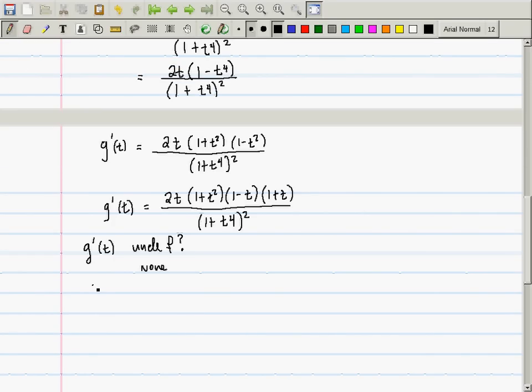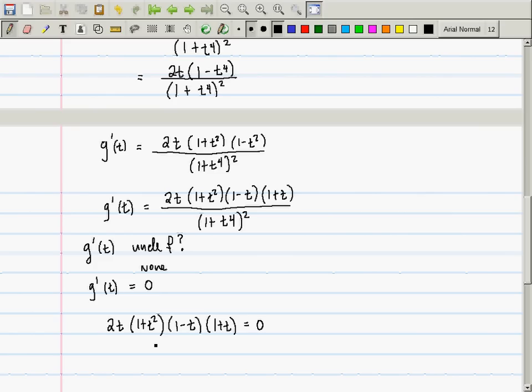Okay, so then how about, is there anywhere that the derivative is equal to 0? Is there anywhere the derivative is equal to 0? That's the same thing as saying that the numerator is 0. And so then I could say that I want to solve the equation 2t multiplied by 1 plus t squared multiplied by 1 minus t multiplied by 1 plus t is 0. Okay, so then now, this 1 plus t squared, does it offer any solutions?